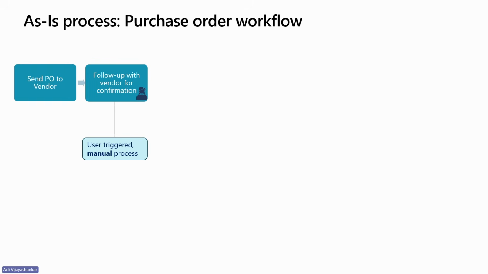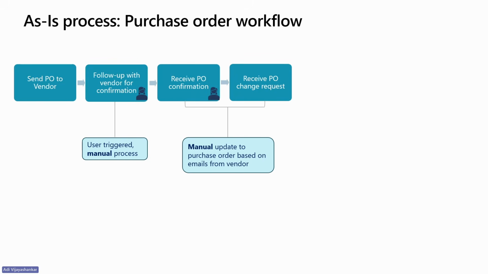Let's talk about the as-is process of purchase orders. The purchase order process is largely user-driven and manual from end to end. Buyers manually follow up with vendors for confirmation and changes, typically via email, and then they receive confirmation or change requests from the supplier. Any supplier changes are manually interpreted and updated into the purchase order. There is no system-driven validation of impact at the point of change.